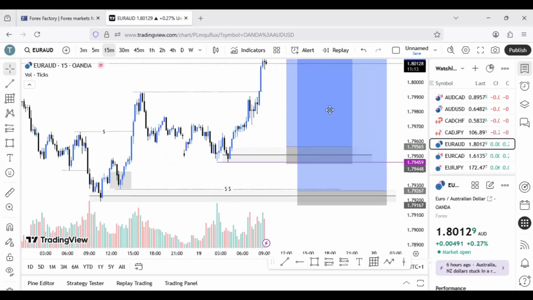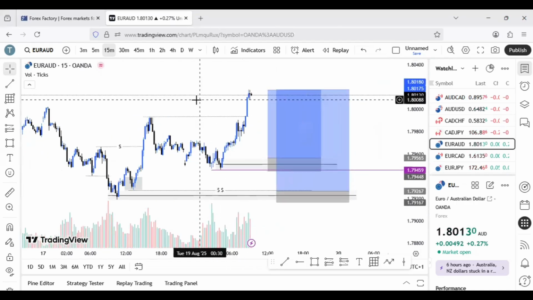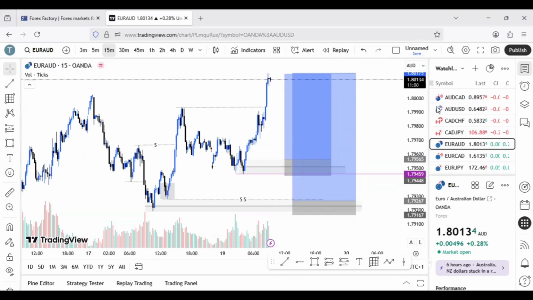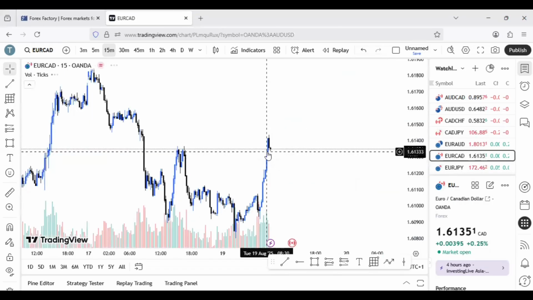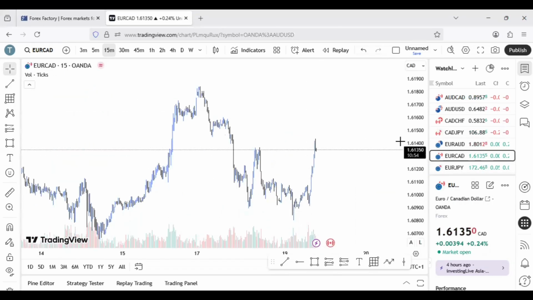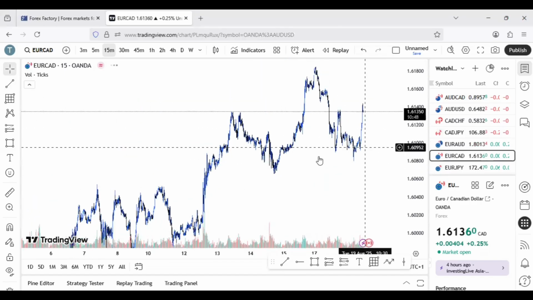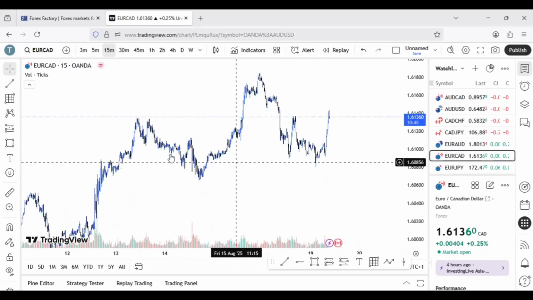So that's for EURAUD for today. This is the 15 minutes time frame. So most of the time, once it taps into it, you get your movements and know your result on time. Then the next one is EURCAD. So just identify the nearest market movement.